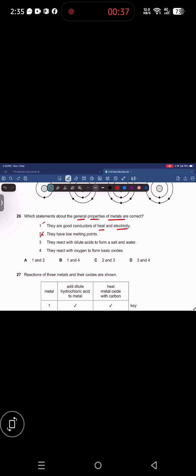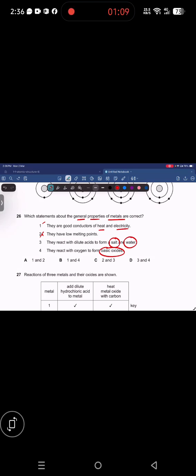Now the next thing: they react with dilute acid to form a salt and water. They react with oxygen to form a basic oxide. I have stopped on 3 and 4. Not all metals react with dilute acid to form a salt and water.